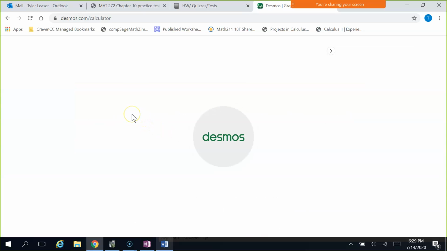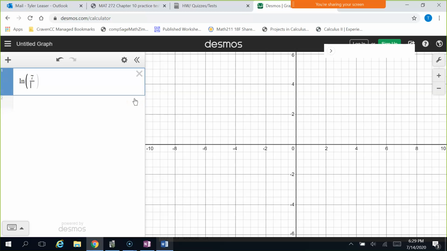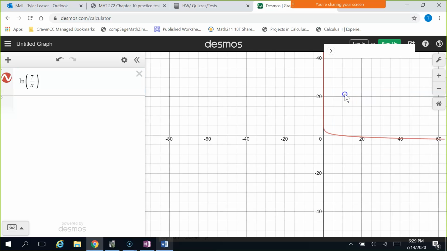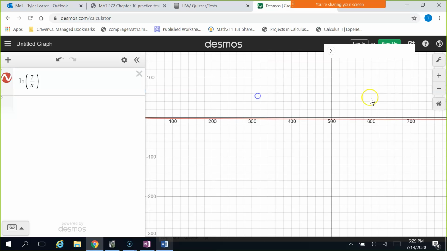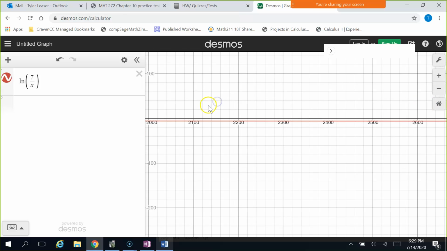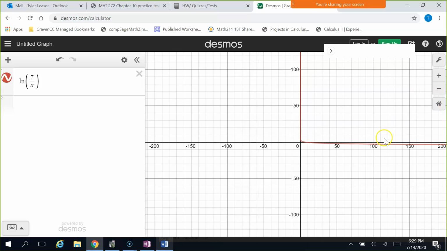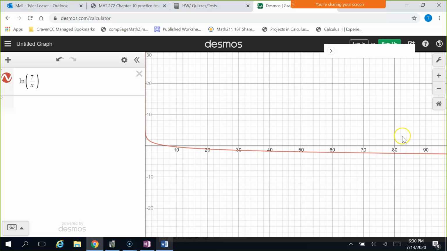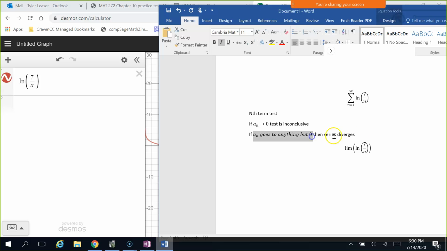So what we want to know is what does the natural log 7 over x approach as x goes to infinity. If you notice here, if I zoom out, it looks like it's getting pretty close to 0, but it's below it, and it's below it forever. What this is telling me is that this sequence doesn't actually approach 0. It approaches something different. And because it approaches something different, that tells me that the series diverges. Since this does not approach 0, then the series diverges.